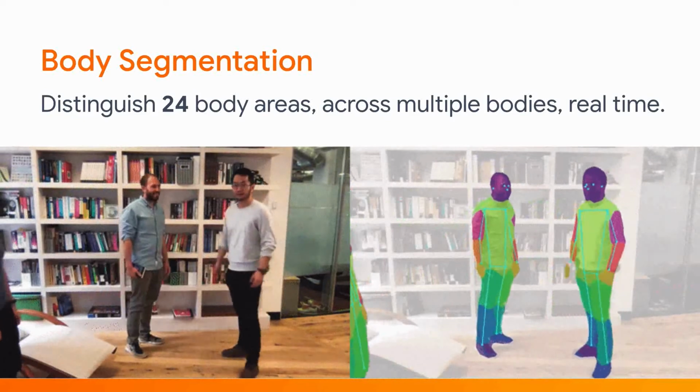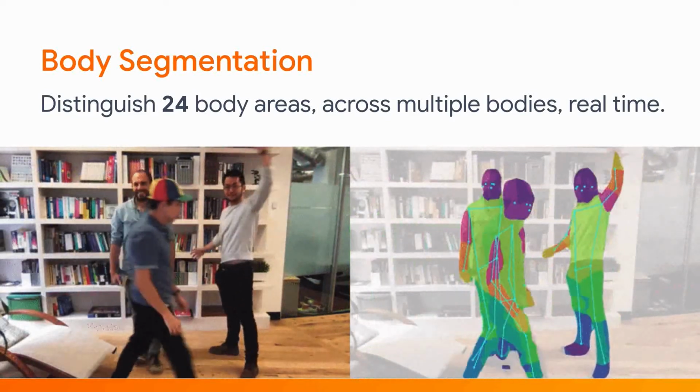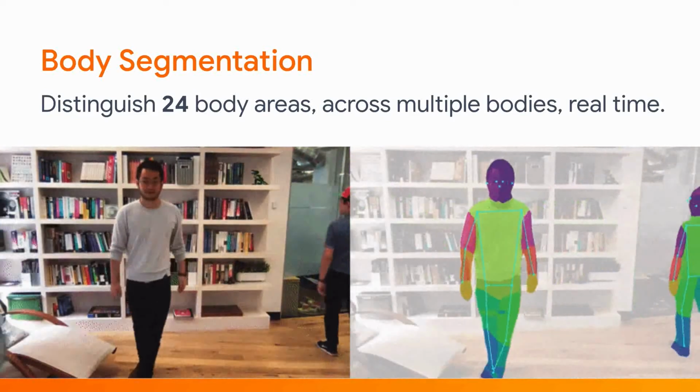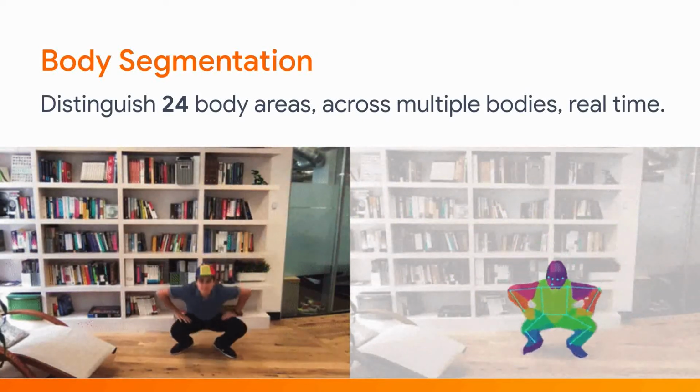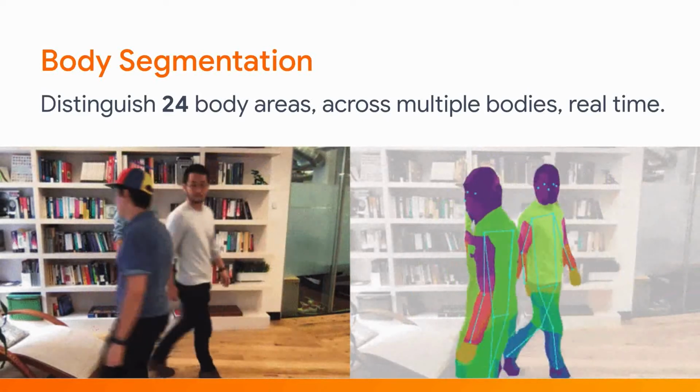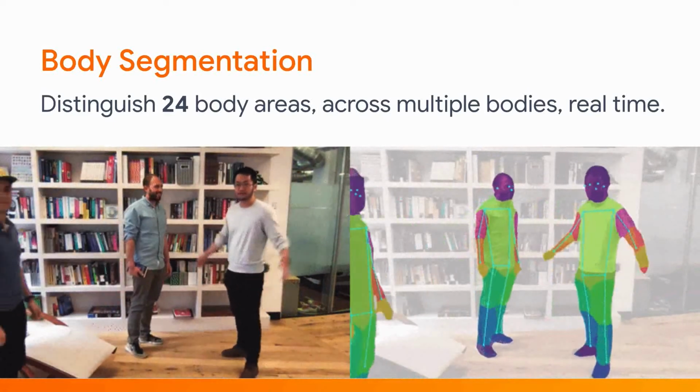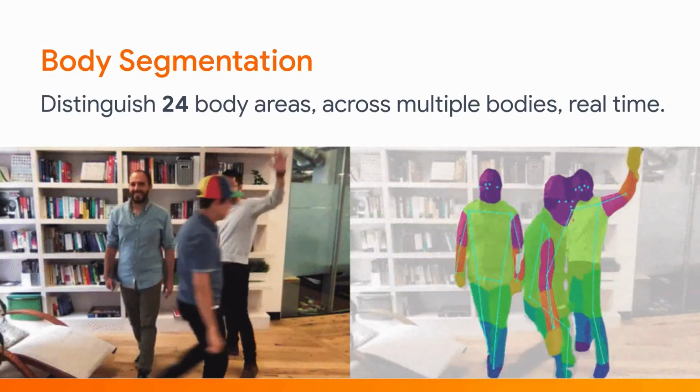Next, we have body segmentation. Our BodyPix model enables segmentation of multiple human bodies, as you can see on the image on the right. Even better, it also brings back the pose, which you can see by the light blue lines inside of the bodies, and can distinguish 24 different body parts represented by the different colored pixels.